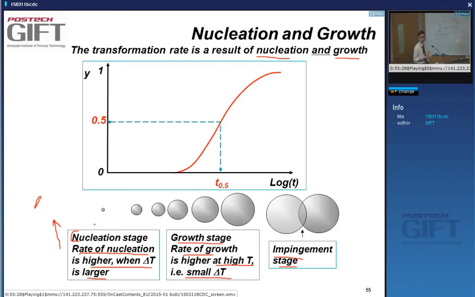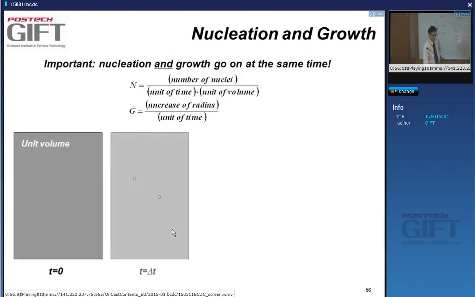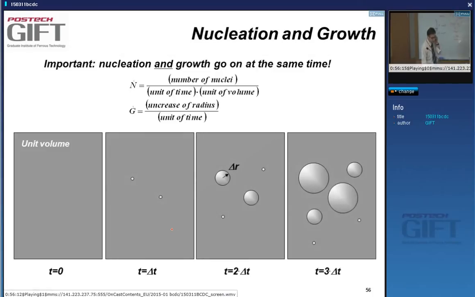Okay, so that explains nucleation. In the growth stage, we're dealing with redistribution of atoms. The carbon atom has to move away from the ferrite into the cementite, so that takes time. That's controlled by the diffusivity of carbon. So nucleation is controlled by the difference in free energies, and growth is controlled by the diffusion, in this particular case, the diffusion of carbon. These two processes.